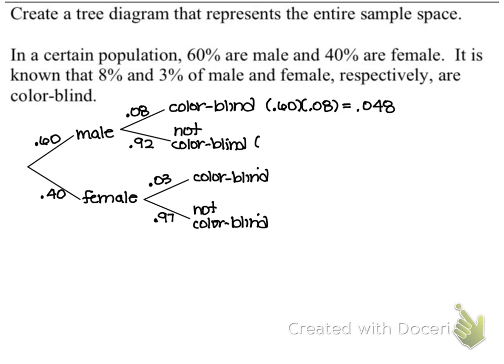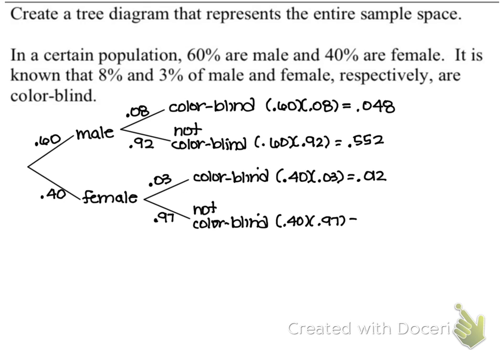And you can go down the branches. 0.6 and 0.92. That's going to give us 0.552. So we're just finishing down these branches so that we can complete our probability model, which is our tree diagram in this case. 0.012 and then 0.40 times 0.97, and that should give us 0.388. So now we have a completed probability model, and in this case, it's a tree diagram.